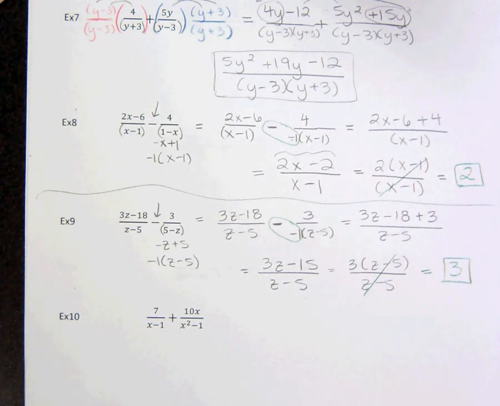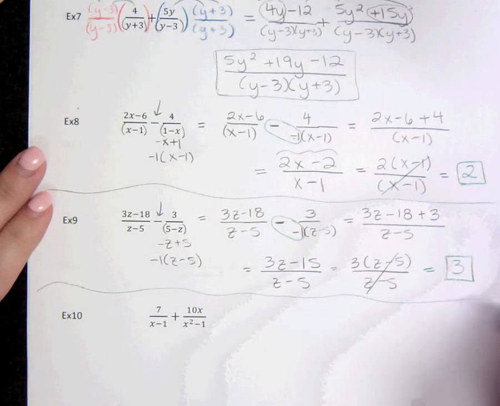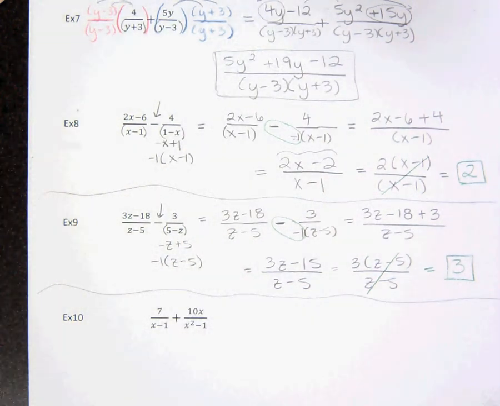So each one works out very differently. It's hard to see at the very beginning where it's going to go. You just kind of have to follow it along one step at a time. Let's keep going, moving on to example 10 and 11.